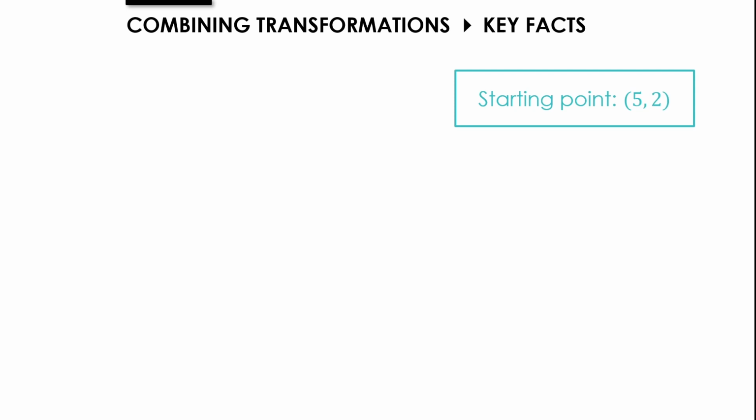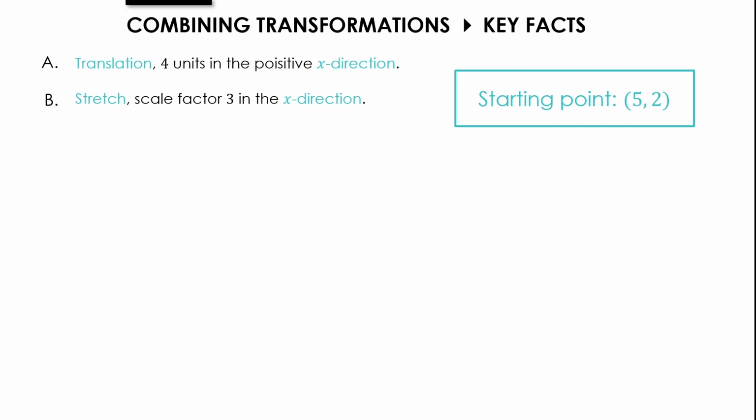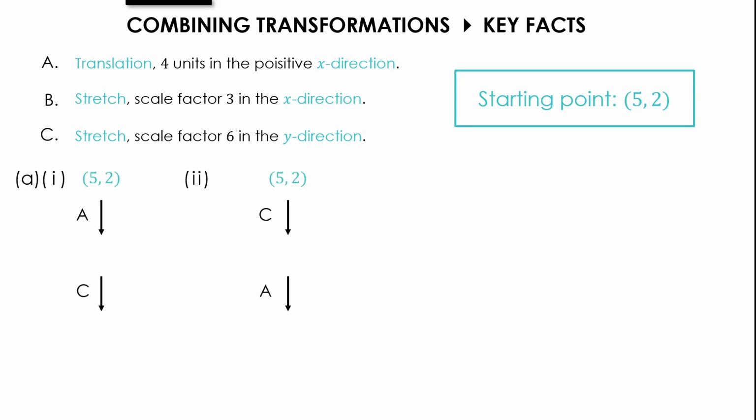So here are three transformations we can work with. A is a translation 4 units in the positive x direction. B is a stretch scale factor 3 in the x direction. And C is a stretch scale factor 6 in the y direction. First of all, we're going to start with 5, 2 and apply A followed by C. Then we're going to compare the result with what happens if we apply C followed by A.